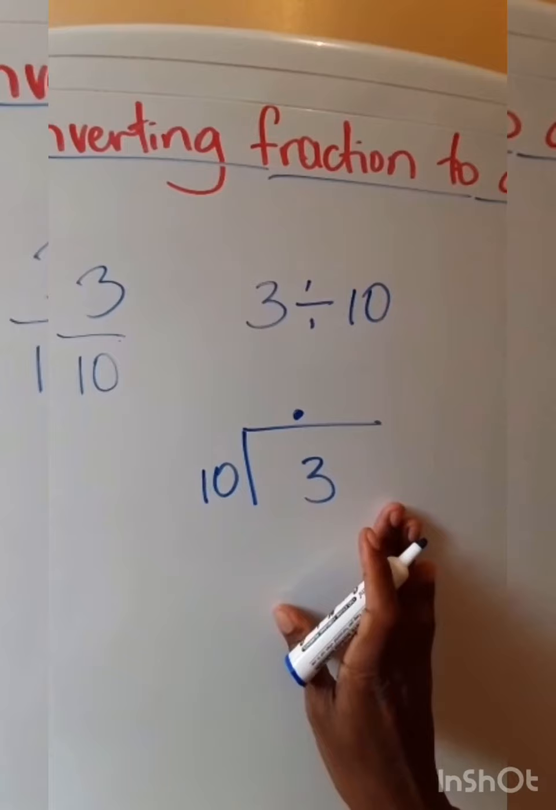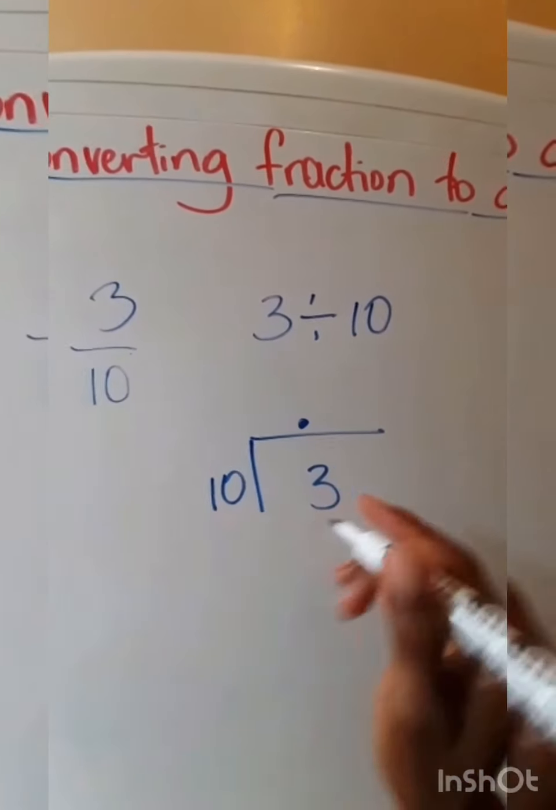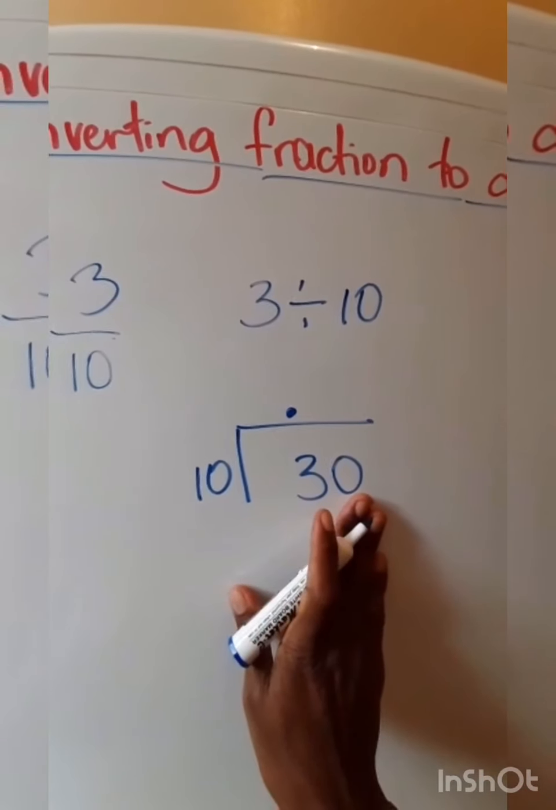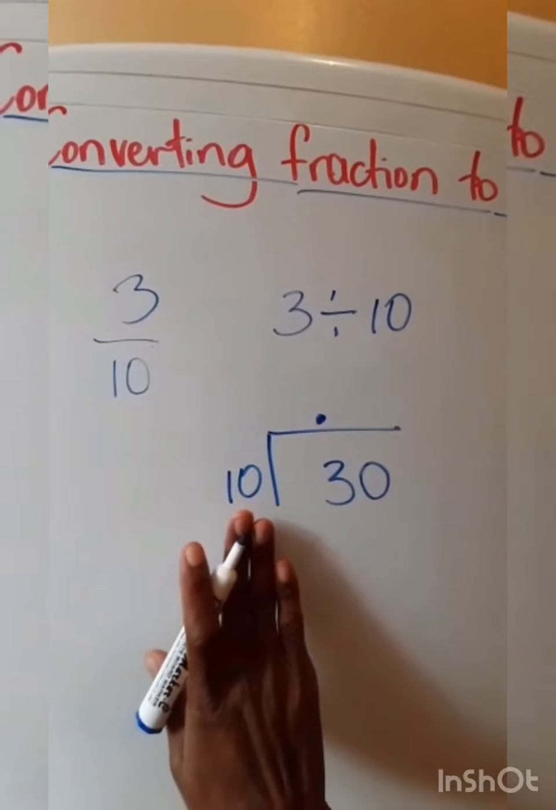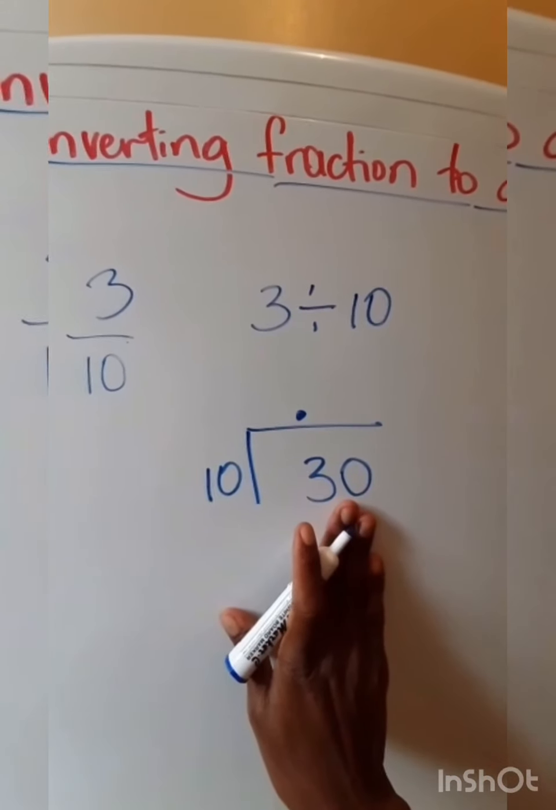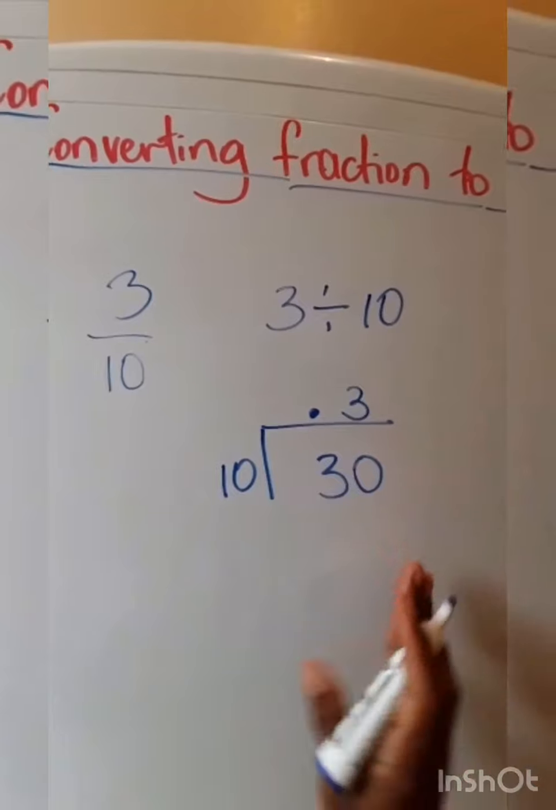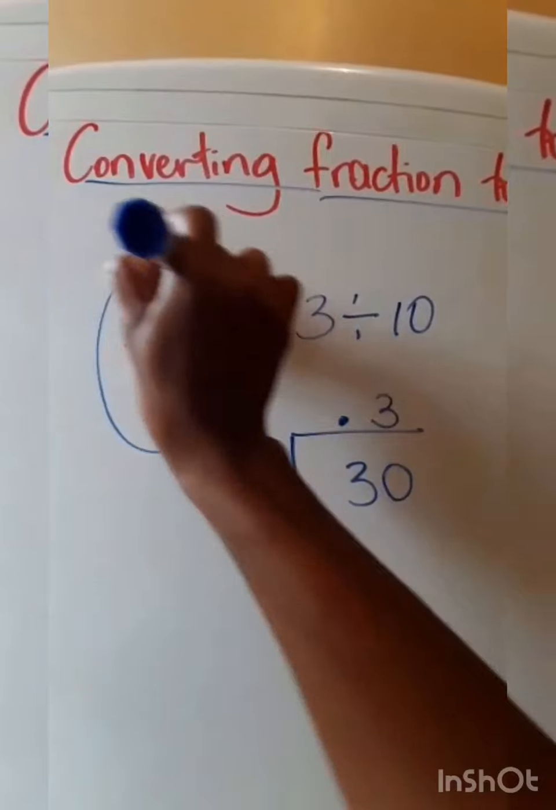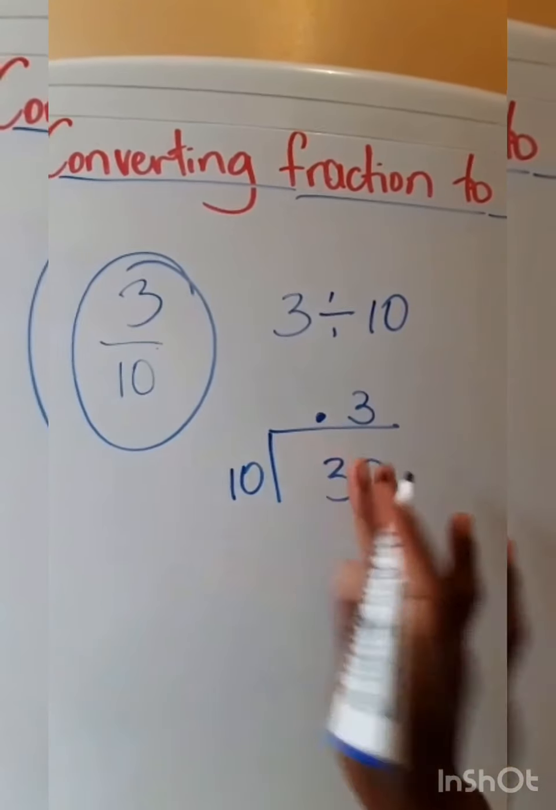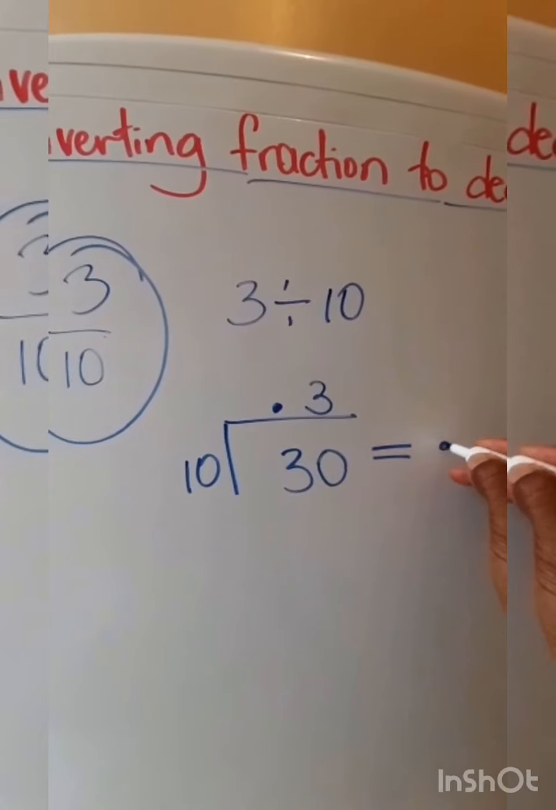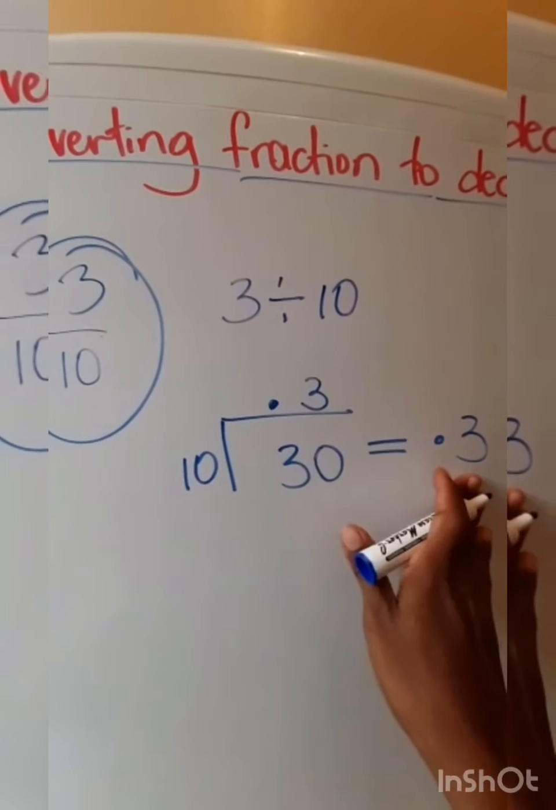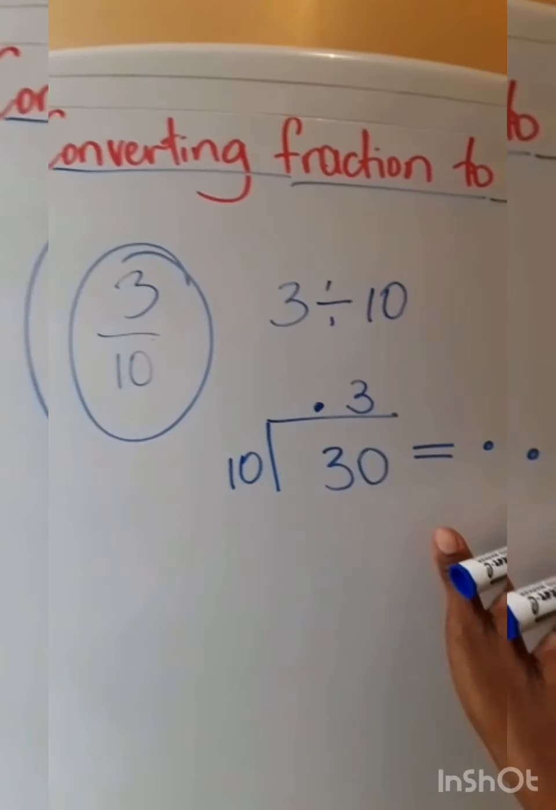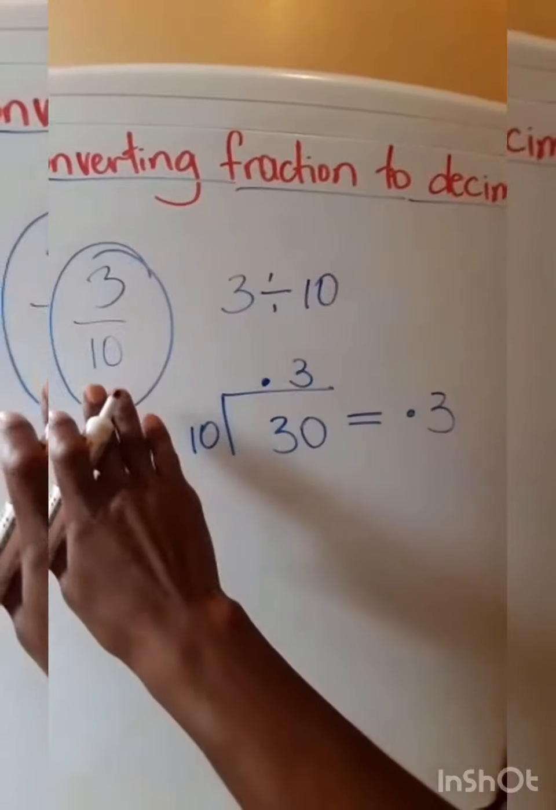With our decimal point being there, we add our 0 to our 3 and make it 30. After making it 30, we say how many 10s can we get from 30, which is 3. Getting our 3 right there, we convert this fraction into a decimal. It equals 0.3. So 0.3 is the same as 3 over 10.